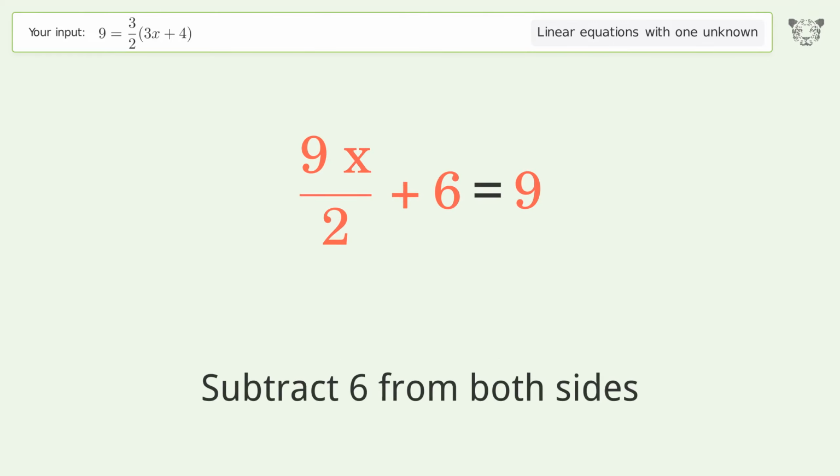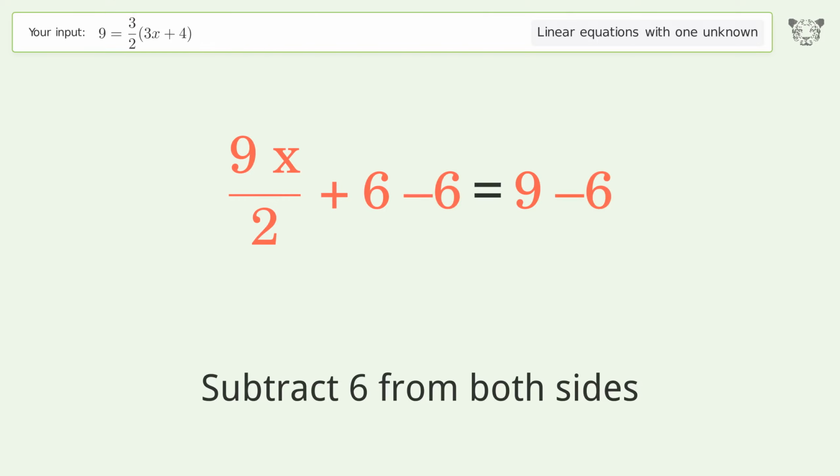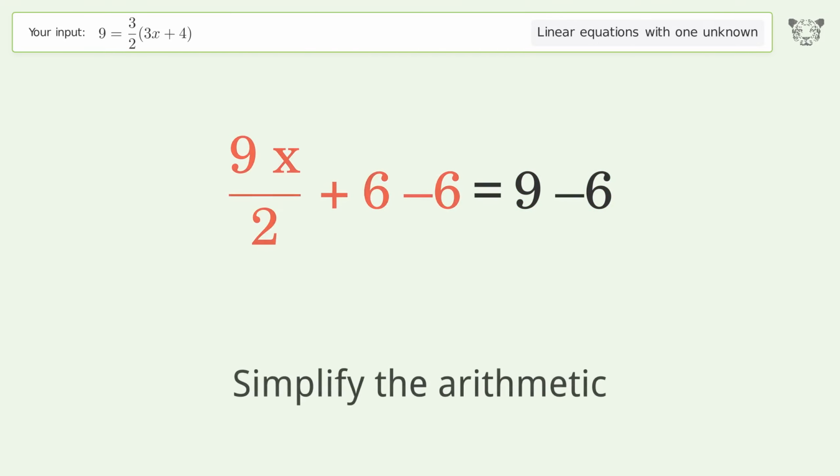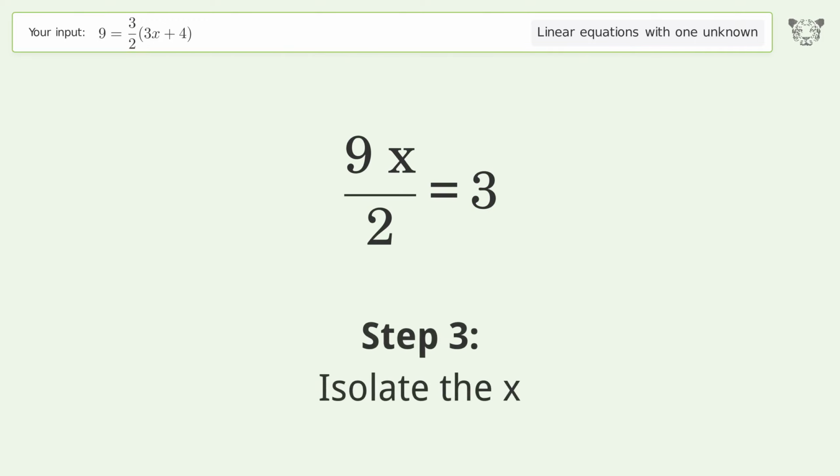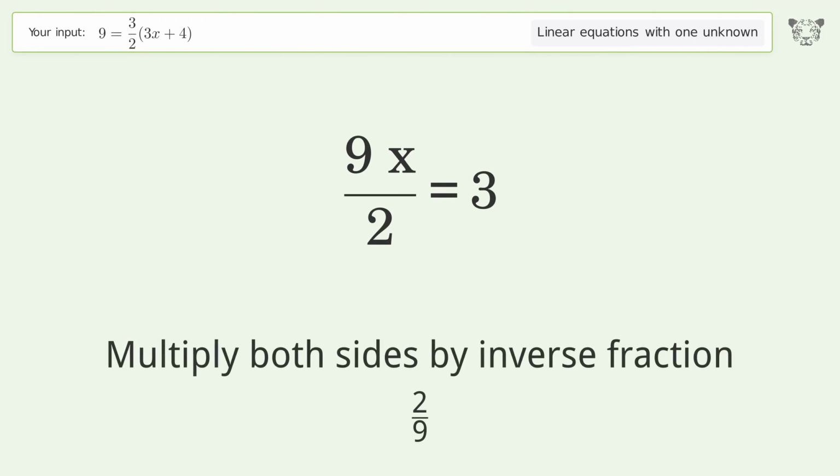Subtract 6 from both sides. Simplify the arithmetic. Isolate the x. Multiply both sides by inverse fraction 2/9.